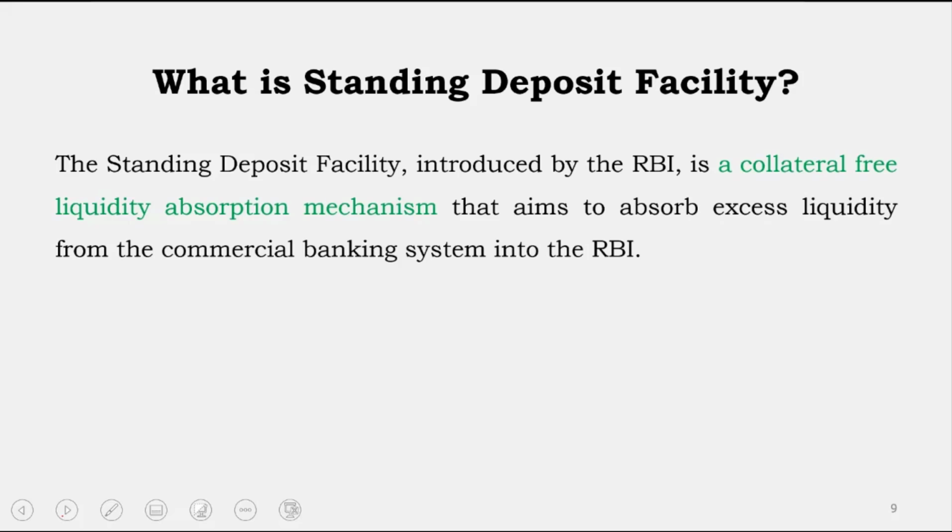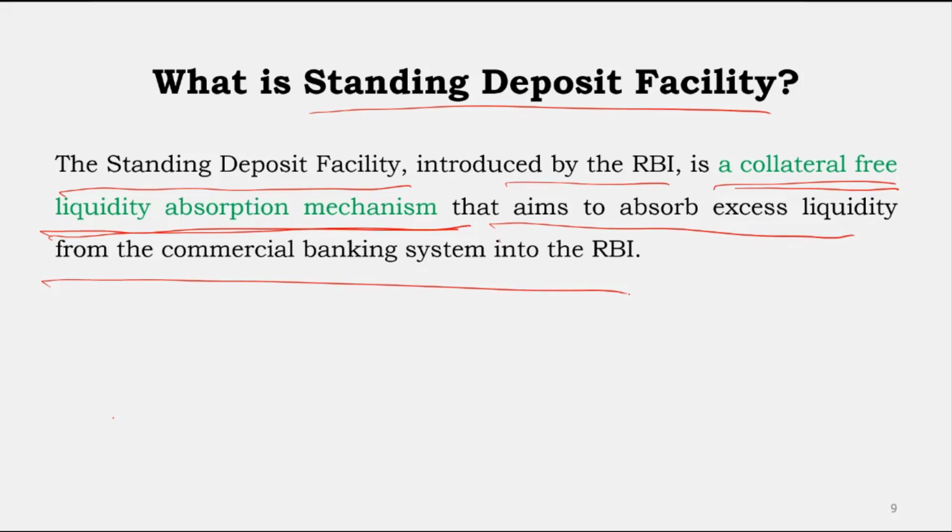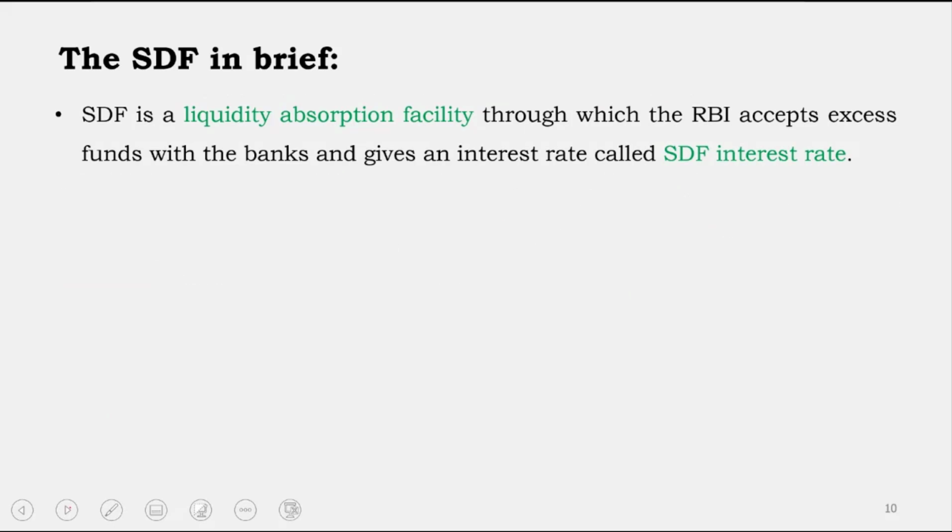And now, what is the standing deposit facility? The standing deposit facility introduced by the RBI is a collateral free liquidity absorption mechanism. Remember, this is the terminology. It is a collateral free liquidity absorption mechanism. There is no collateral involved when the standing deposit facility is used. Okay, and that aims to absorb excess liquidity from the commercial bank system into the RBI. We are going to see what the main features of the SDF are.